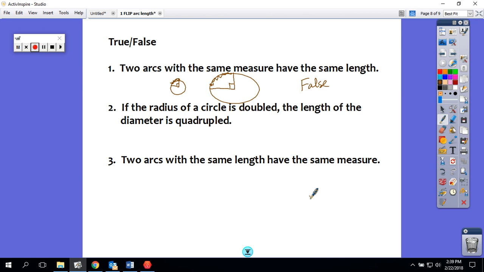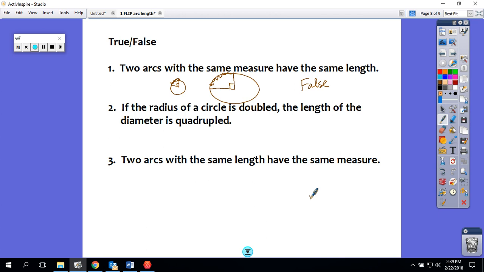Now the measures are the same. Those are both 90-degree measure arcs, but the lengths are going to be different. Next one, true or false? If the radius of a circle is doubled, the length of the diameter is quadrupled.